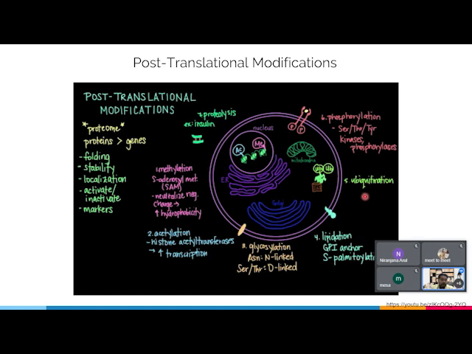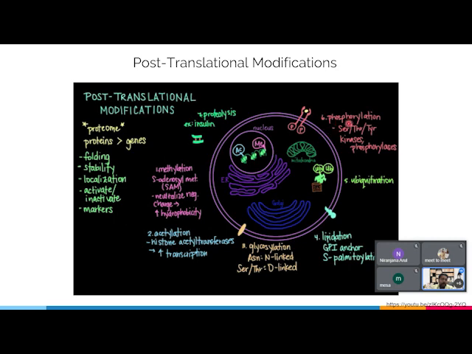Next is ubiquitination. If the post-translational modification is ubiquitination, essentially the protein is now being marked for degradation. So the protein will be degraded if it is ubiquitinated, and that degradation is done by the 26S proteasome.